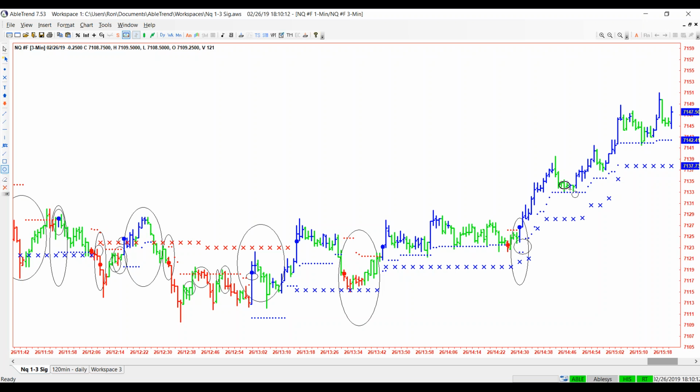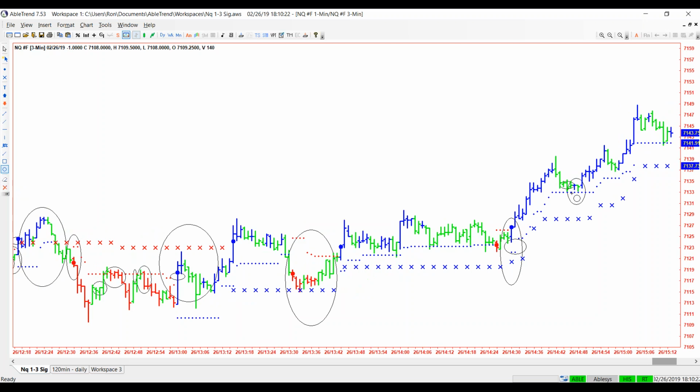And this one worked out nice right there. That was a nice 7-point winner right there. And let's call it 6. It was 7. I always, again, say a little less, 6. Sweet spot right there because the prices pull back down, touch the blue dots, and the bar goes from green to blue with the close of that blue bar.